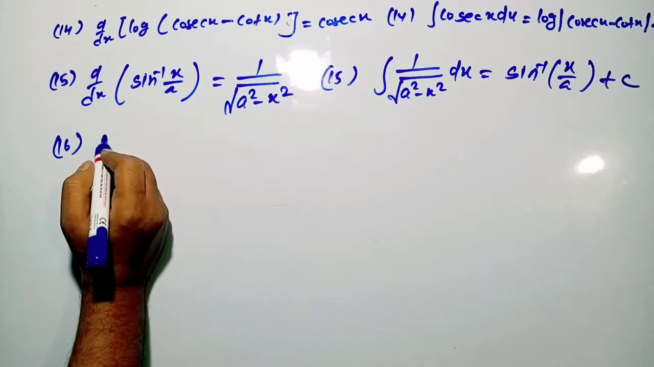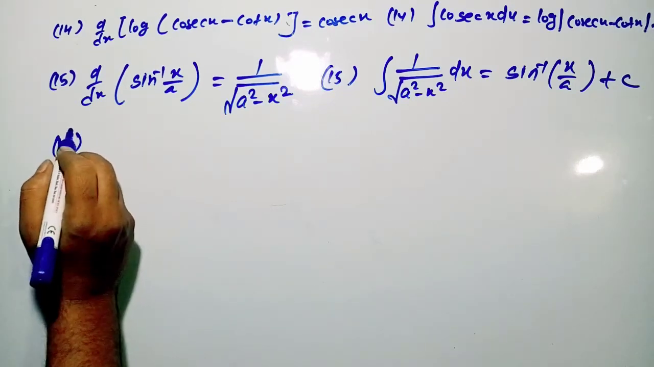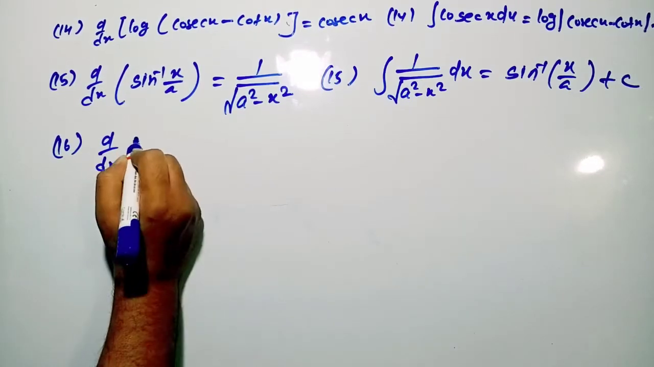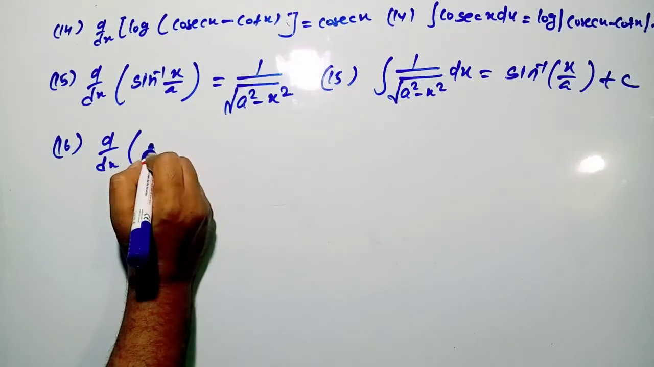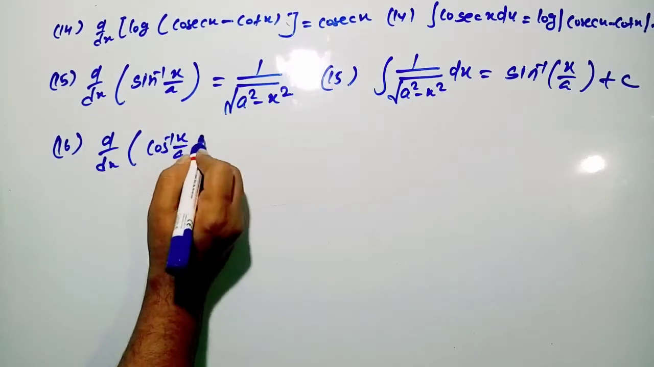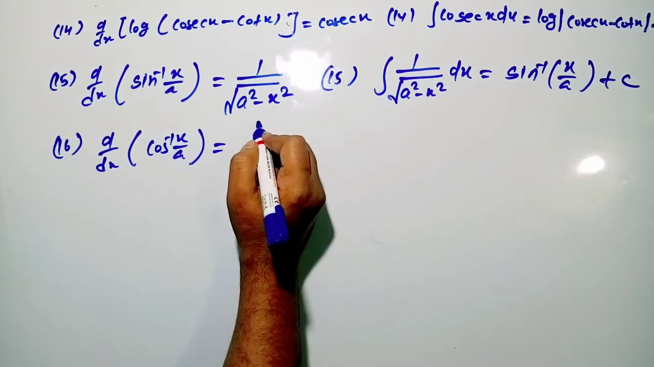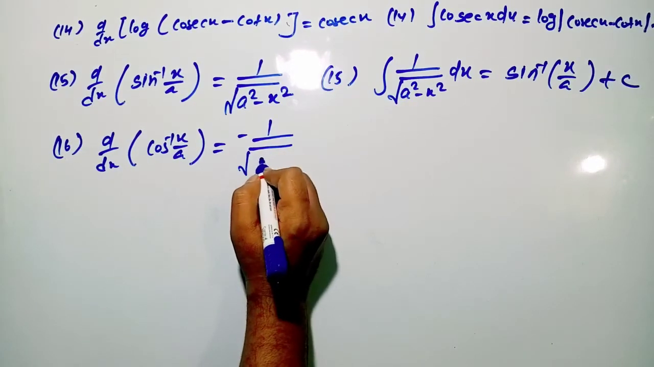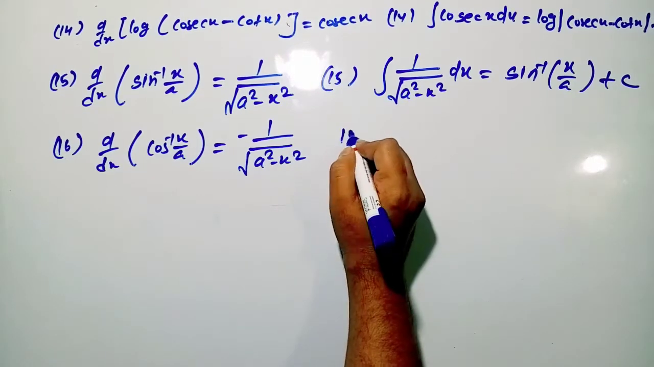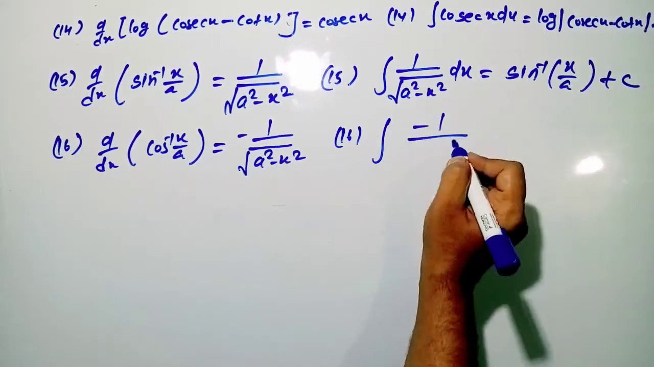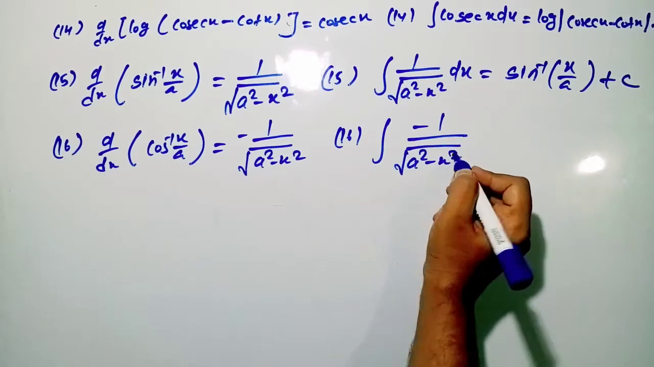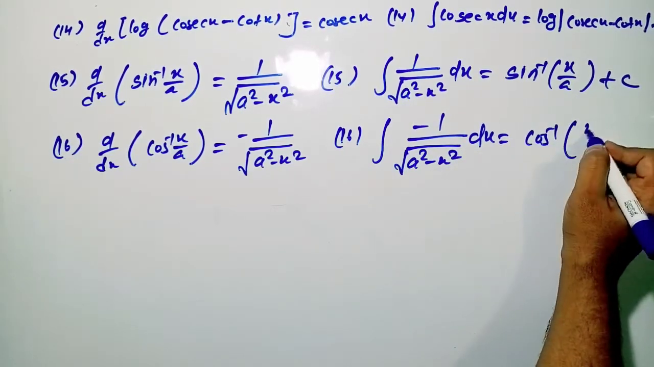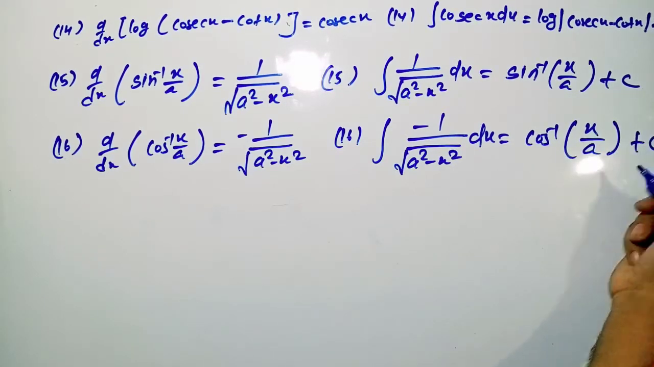Number 16, differentiation of cos inverse x upon a is equal to minus 1 upon square root of a square minus x square, and its integration, the integration of minus 1 upon square root of a square minus x square dx will be cos inverse x upon a plus c.